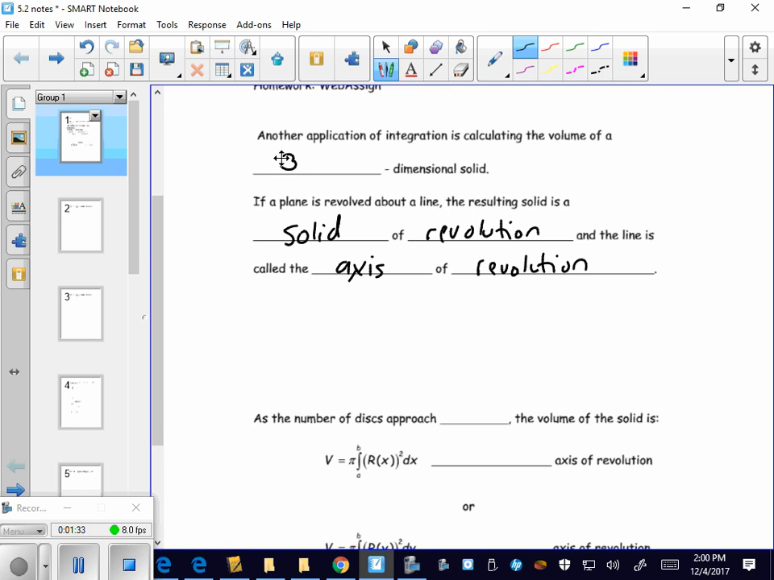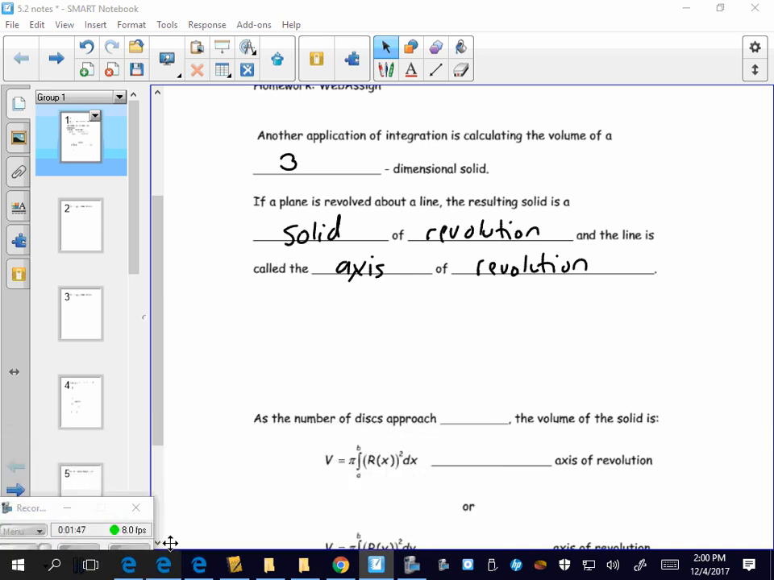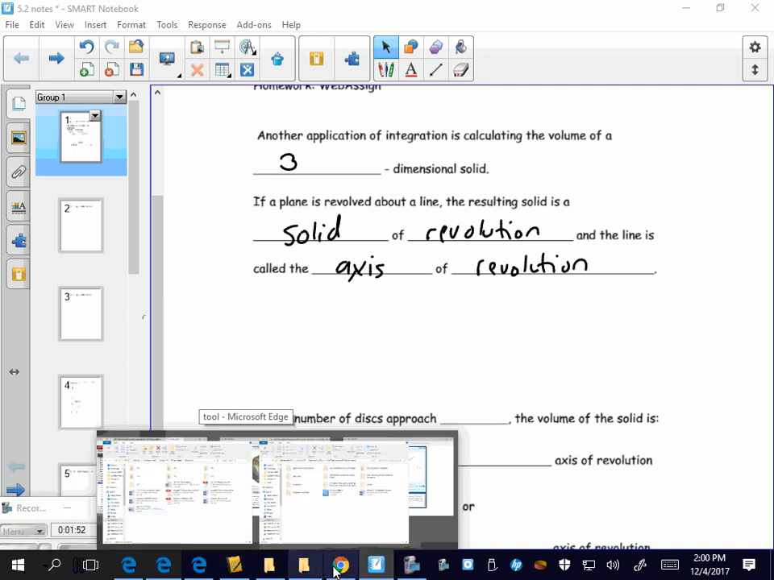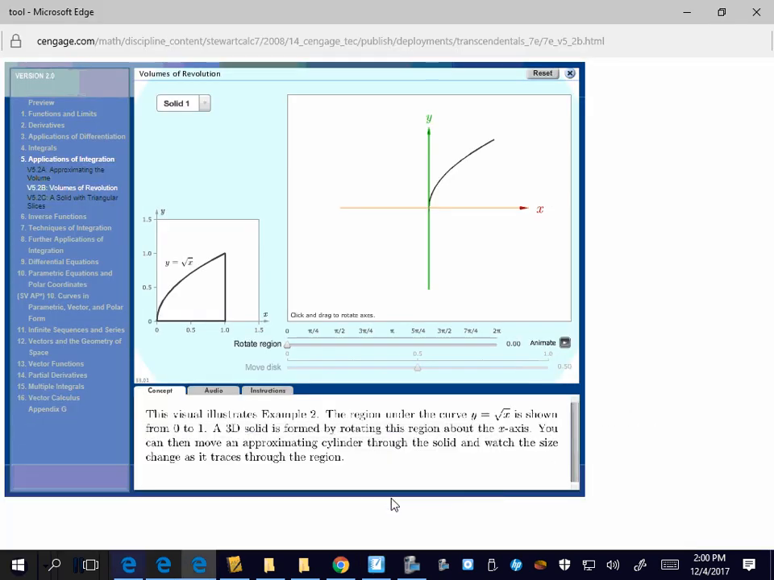So let me kind of show you a graphic. Hopefully this will work. We'll see. Okay, I can't use the board, so I'll have to use the mouse. Show you guys a graphic of what I'm talking about here. Here we go.